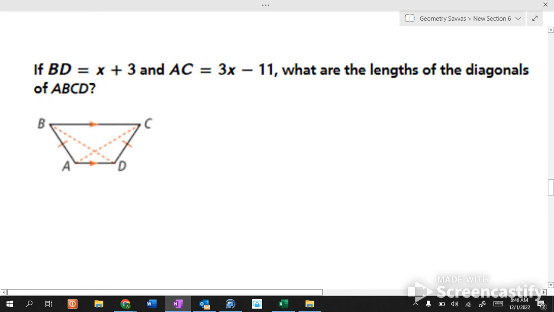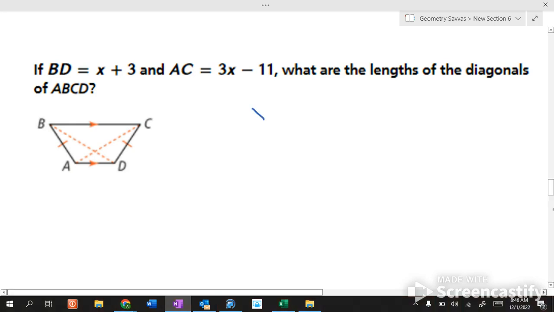BD is a what of the trapezoid? What do you call that thing? It's not a cross. It's a what of the, not the median. We'll get to that pretty soon. It's a diagonal. BD and AC are congruent to each other. They're both diagonals. And what do we know about diagonals of isosceles trapezoids?